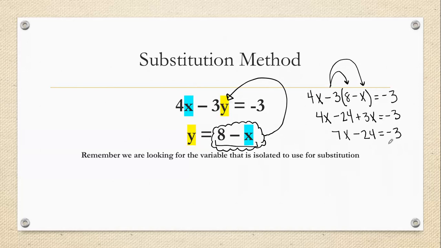Would you like to tell me what to do next? So I have 7x minus 24 equals negative 3. I'm trying to solve for x, so I've got to get rid of this minus 24. So what next? Add 24. Let me put this line. That'll give me 7x equals 21.